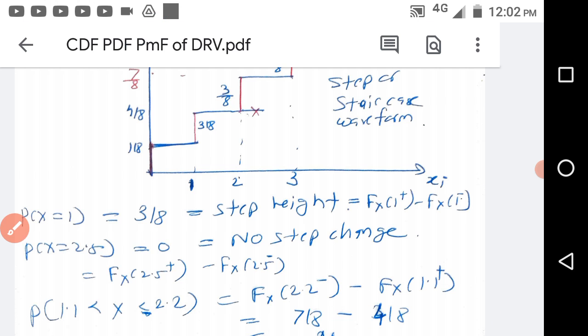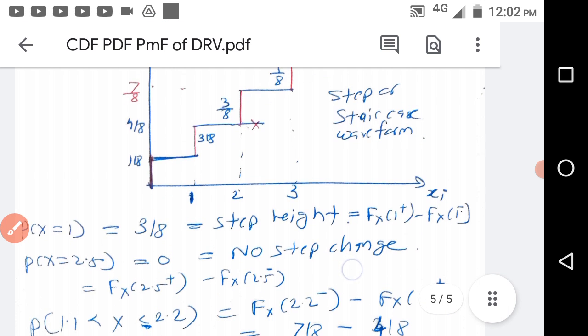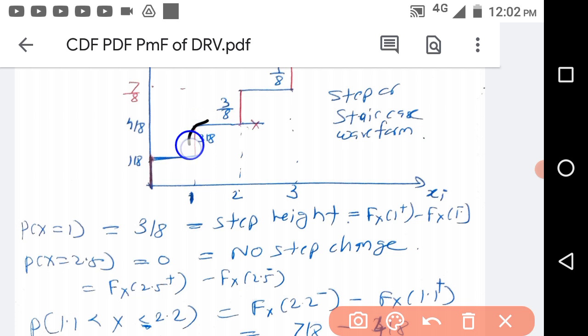If the probability of x equal to 1, if there is a step change, then only you will get the probability. Here the step change is there, of amplitude 3 by 8, so the probability of x equal to 1 is equal to 3 by 8. Otherwise you can find F_X(1 plus) minus F_X(1 minus). So that is the difference between 1 plus and 1 minus. Sorry, 1 plus is 4 by 8, 1 minus is 1 by 8. So 4 by 8 minus 1 by 8 is 3 by 8.